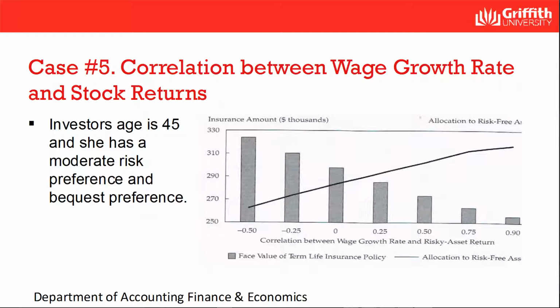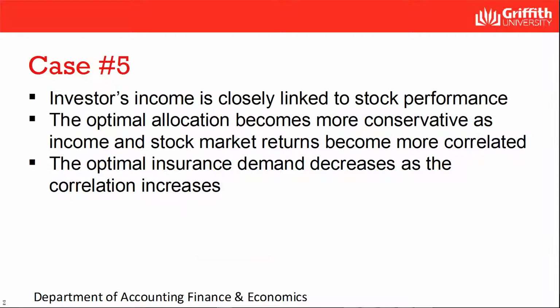As wage income and stock market returns become more correlated, optimal asset allocation becomes more conservative, and the demand for life insurance falls. So the summary for that one is investors' income is closely linked to stock performance. The optimal allocation becomes more conservative as income and stock market returns become more correlated, and the optimal insurance demand decreases as the correlation increases.